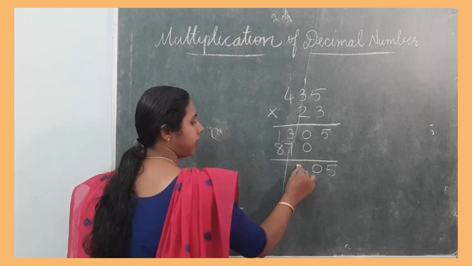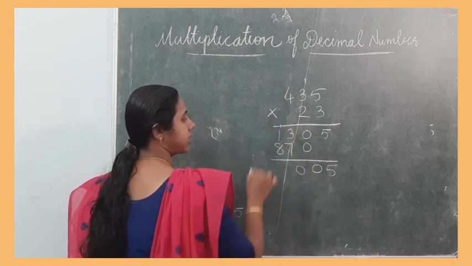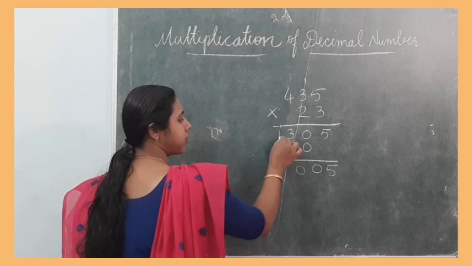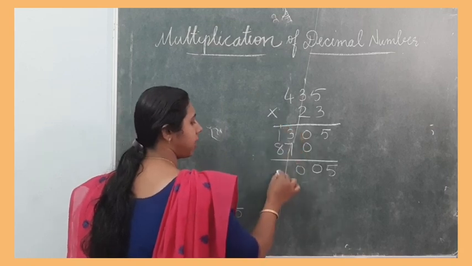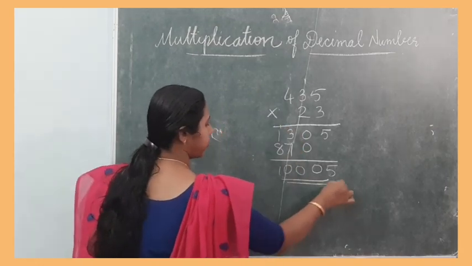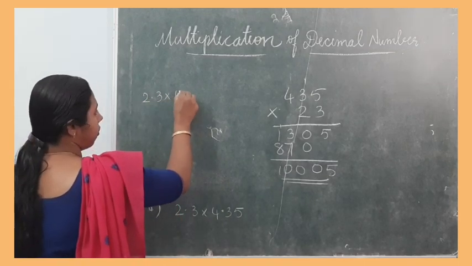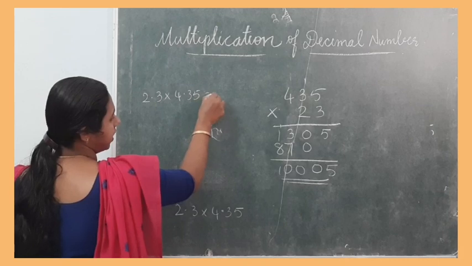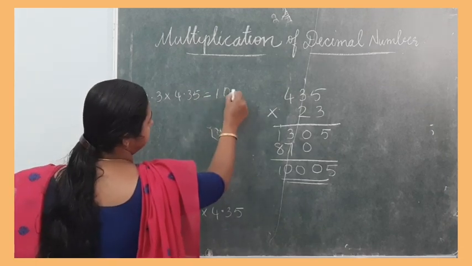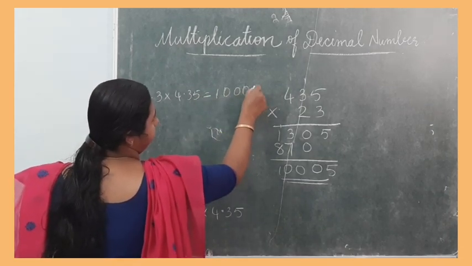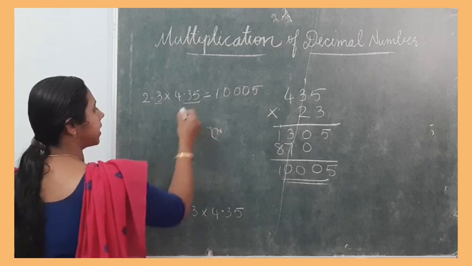3 plus 7, 10. 1 is carryover. 8 plus 1, 9. 9 plus 1, 10. So you got the answer. 2.3 into 4.35 is equal to, the answer is 10,005. Now how many decimal places there are?